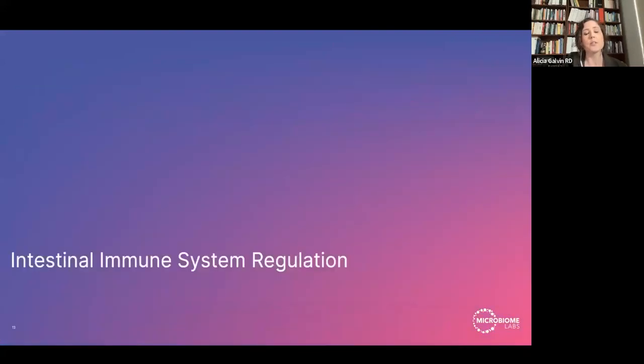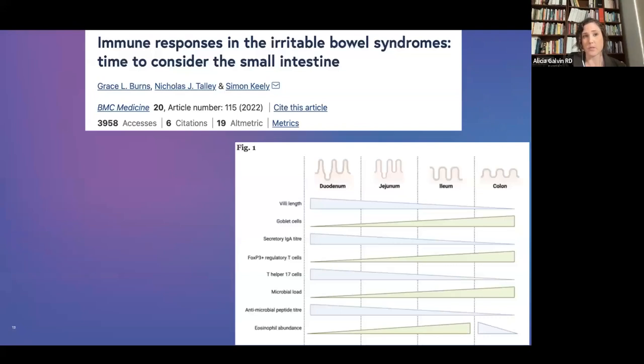So let's go through and discuss the immune system and immune system regulation. I think it's a really interesting article anyway about IBS and the relationship between the immune response and IBS, and how we need to think about it being part of the small intestine and not just isolated to the colon when it comes to the pathology of IBS.